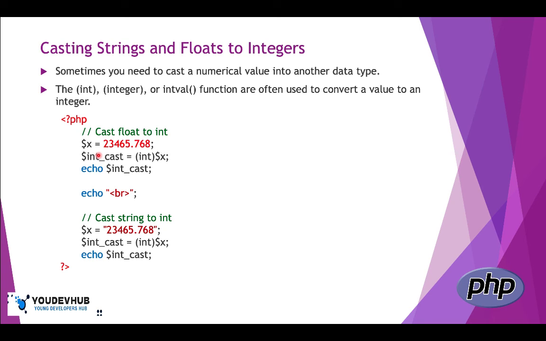Now we are coming to casting strings and floats to integers. Sometimes you need to cast a numerical value into another data type. The int or intval functions are often used to convert a value to an integer. Let's say we have a value that is a string. We can use it to convert it to an integer. Let's go ahead and see what it's going to look like.